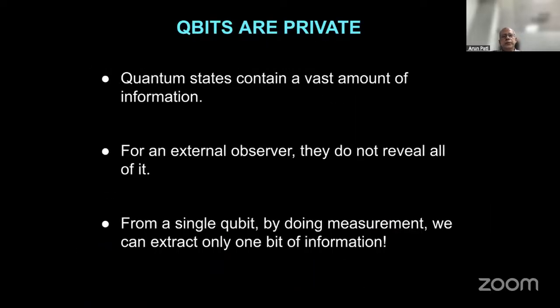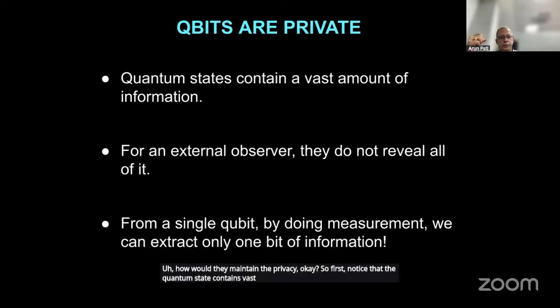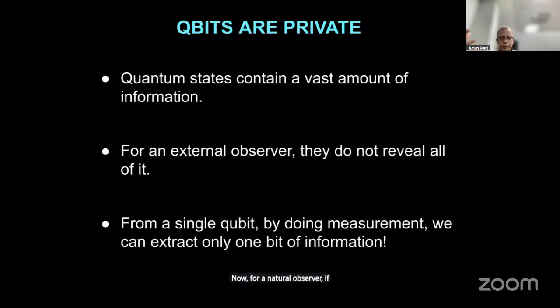Now there is something also interesting about quantum information, and that tells you how different it is from classical information. Here I will try to highlight how quantum bits maintain privacy. First, notice that a quantum state contains a vast amount of information. Now, if an external observer tries to reveal what is inside, they don't reveal all the information.